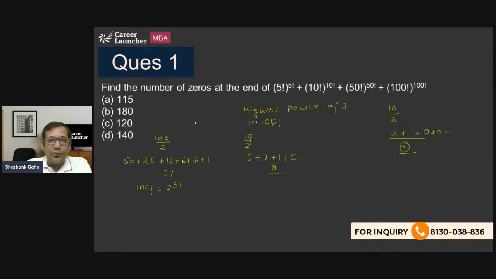Now the question says, what is the highest power of 5 in 100 factorial? So for the highest power of 5, 100 by 5 is going to be 20. 20 by 5 is 4, and after that every value becomes 0. So that becomes 5 power 24.